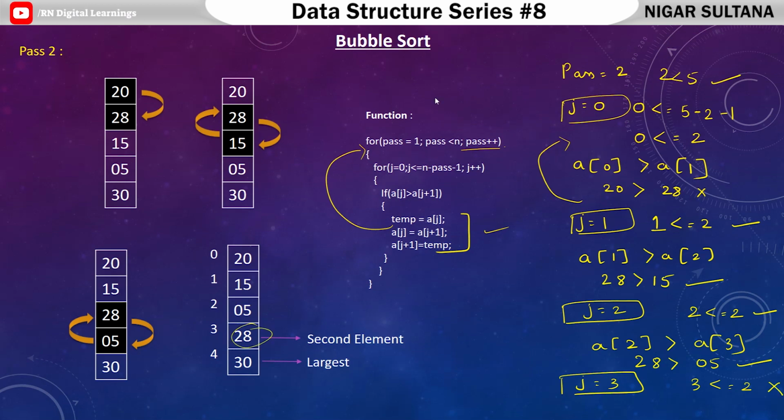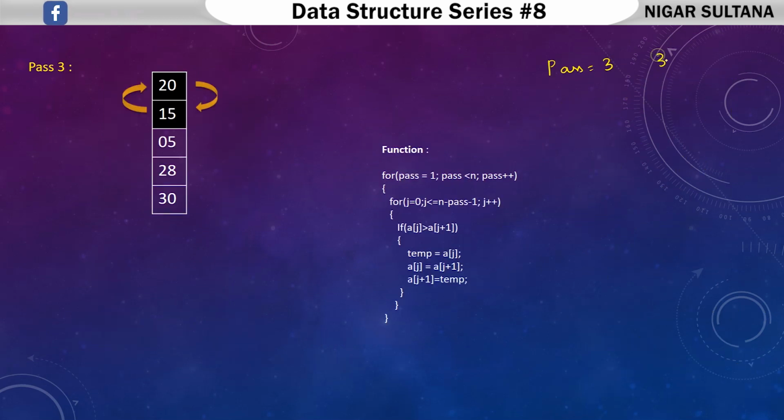Now when I want to increment the pass, initially the pass value was 2. Now the pass value will be 3. Pass is equal to 3. Is 3 lesser than 5? Yes. If it is true, enter into the loop. j is equal to 0. Is 0 lesser than or equal to n minus pass minus 1? The n value is 5, minus pass, which is 3, minus 1. Is 0 lesser than or equal to 5 minus 3 is 2, 2 minus 1 is 1? It's true. When it is true, enter into the loop.